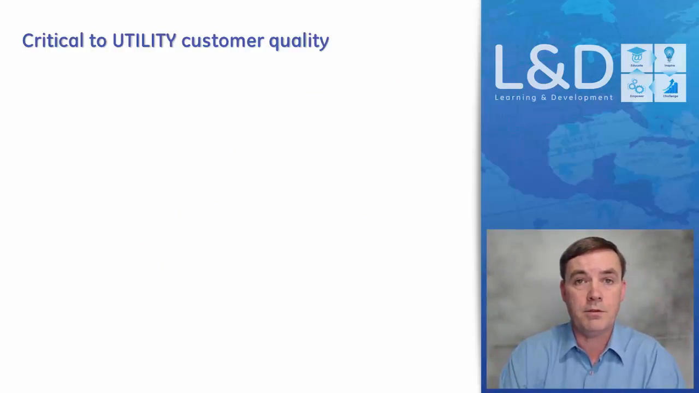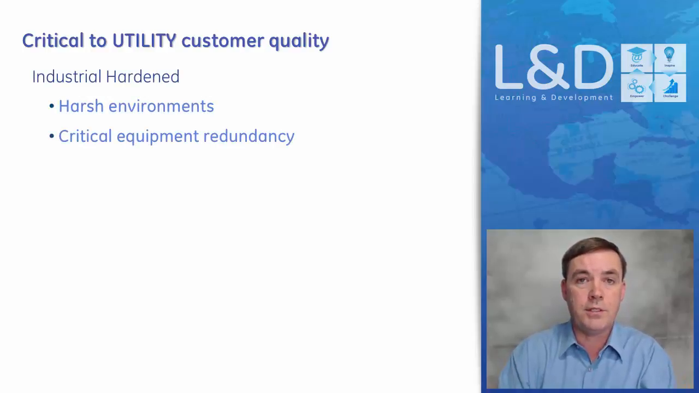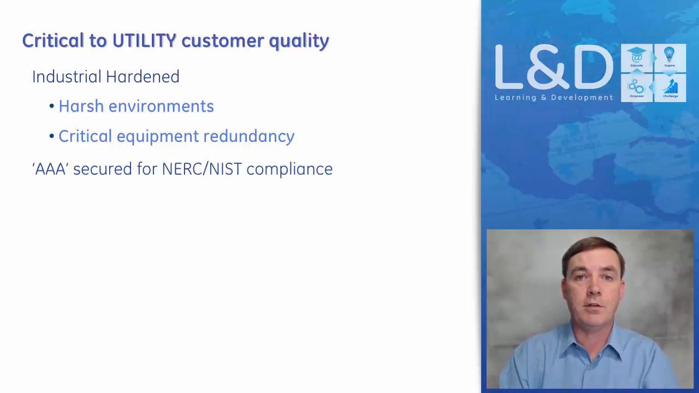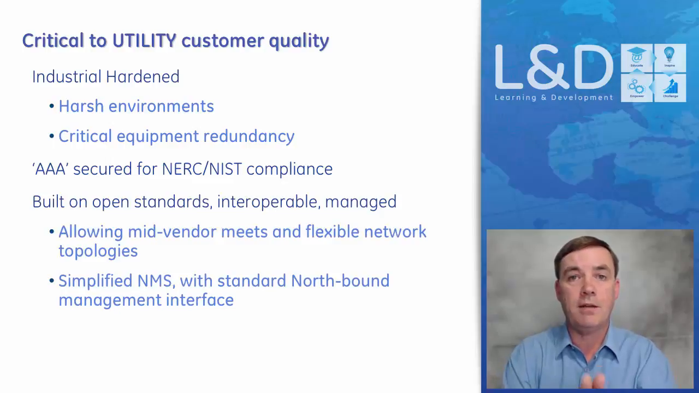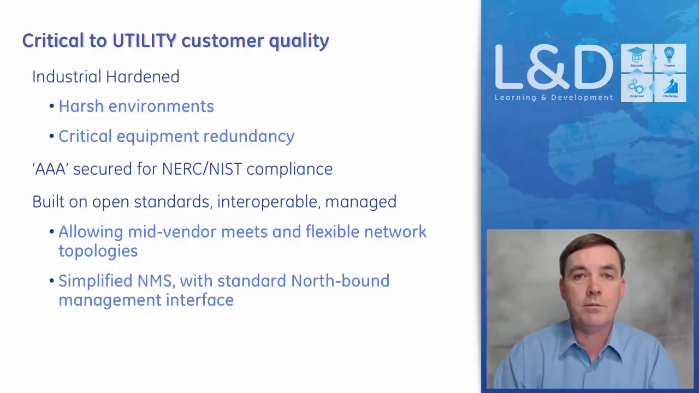Also critical to utility customer environments, the gear and the solution you purchase needs to be industrially hardened. It's going to be installed into harsh environments, and critical equipment within that needs to be redundant. You need to make sure that you have full redundancy so that you don't lose service in the times when you really need to have it. It needs to be AAA secured in order to be compliant with NERC and NIST. Being built on open standards and supporting interoperability and full management allows you to have multi-vendor meets and a flexible network topology. Simplification of your NMS and having standard northbound management interfaces allows a consistent, flexible, and powerful way of managing your infrastructure.